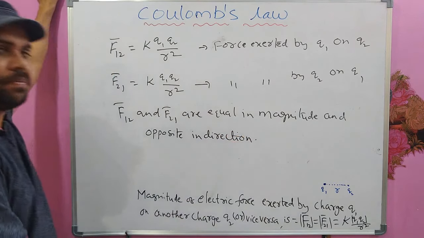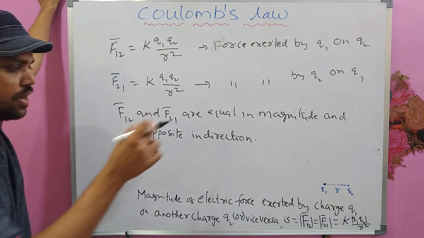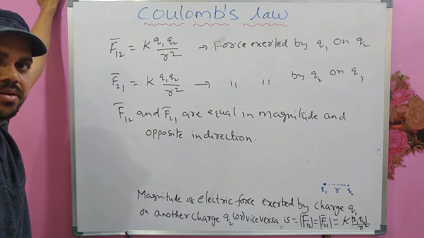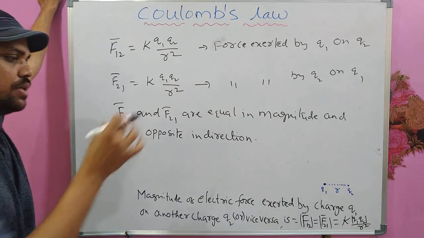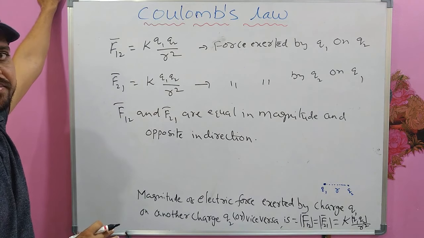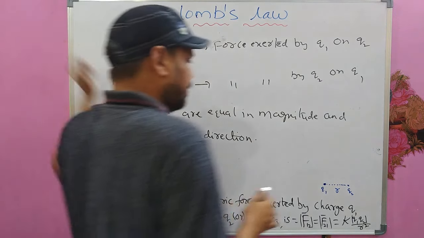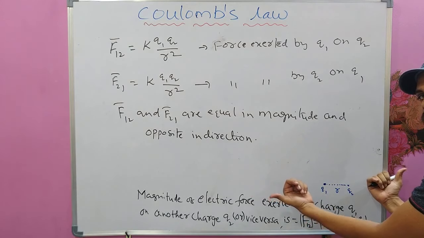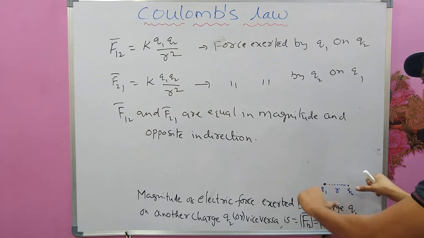The direction would depend on the sign of the charge. If the sign of the two charges is positive or the same, then they would repel each other. If the signs of the two charges are opposite, then they would attract each other. But the directions are always opposite to each other. For example, if it is repulsion, then they will go in this way, opposite to each other. And if it is attraction, they will go in this way, F12 and F21.